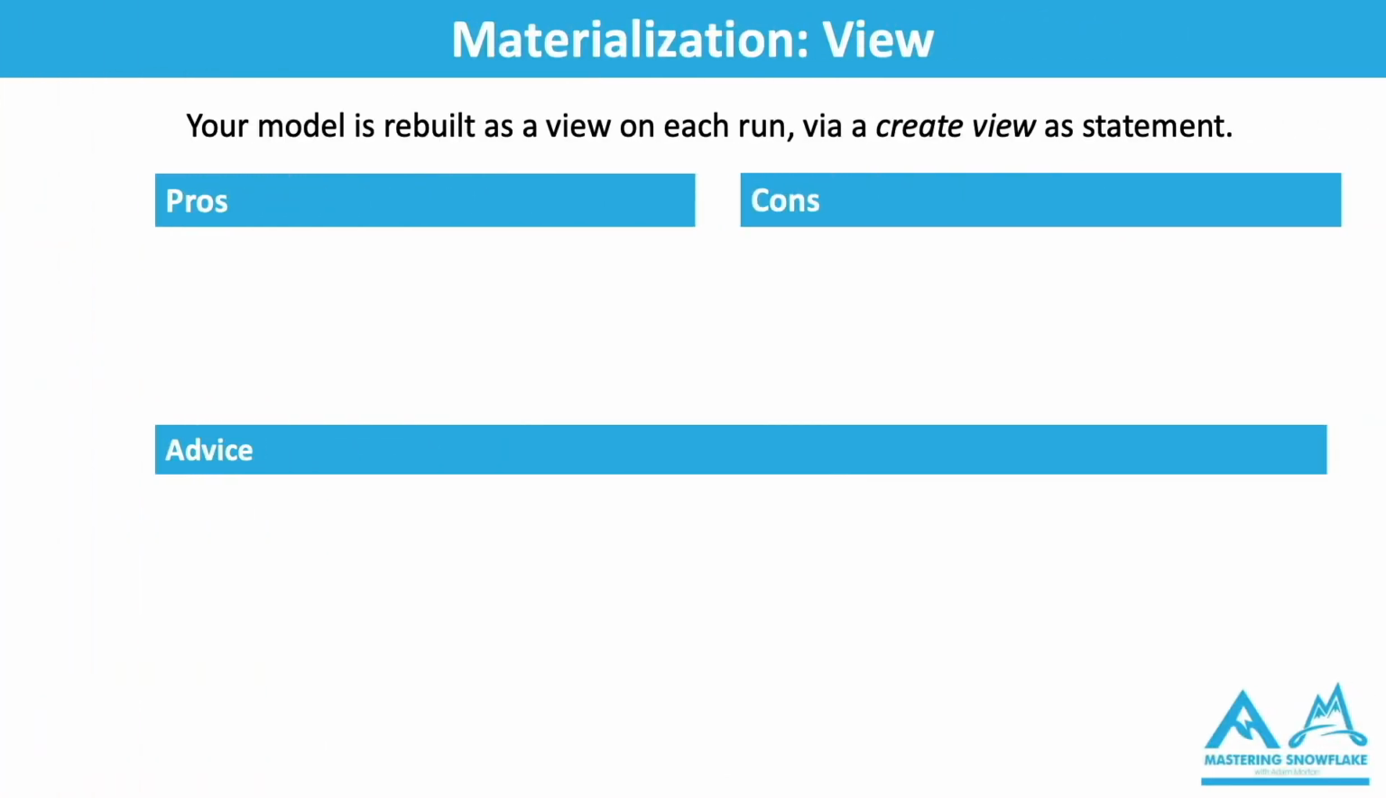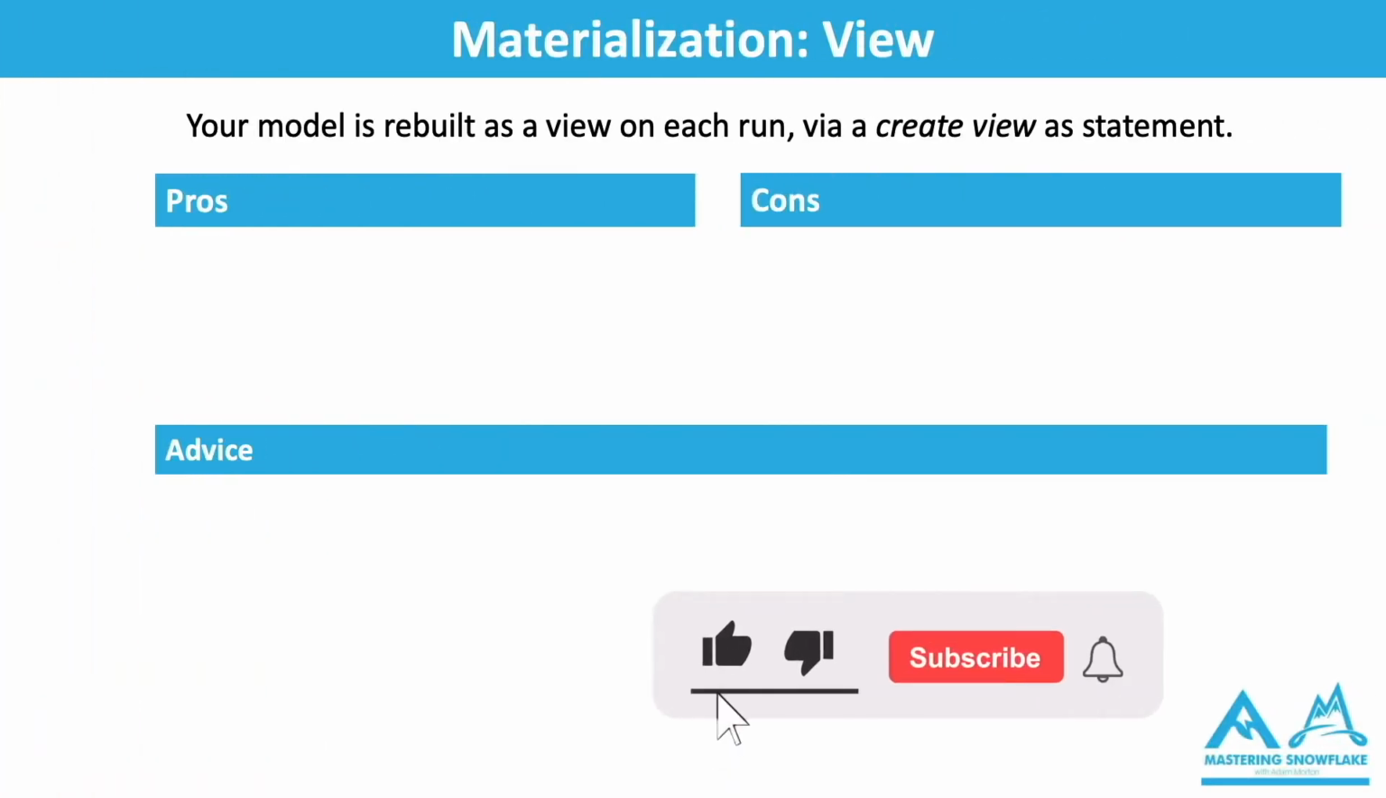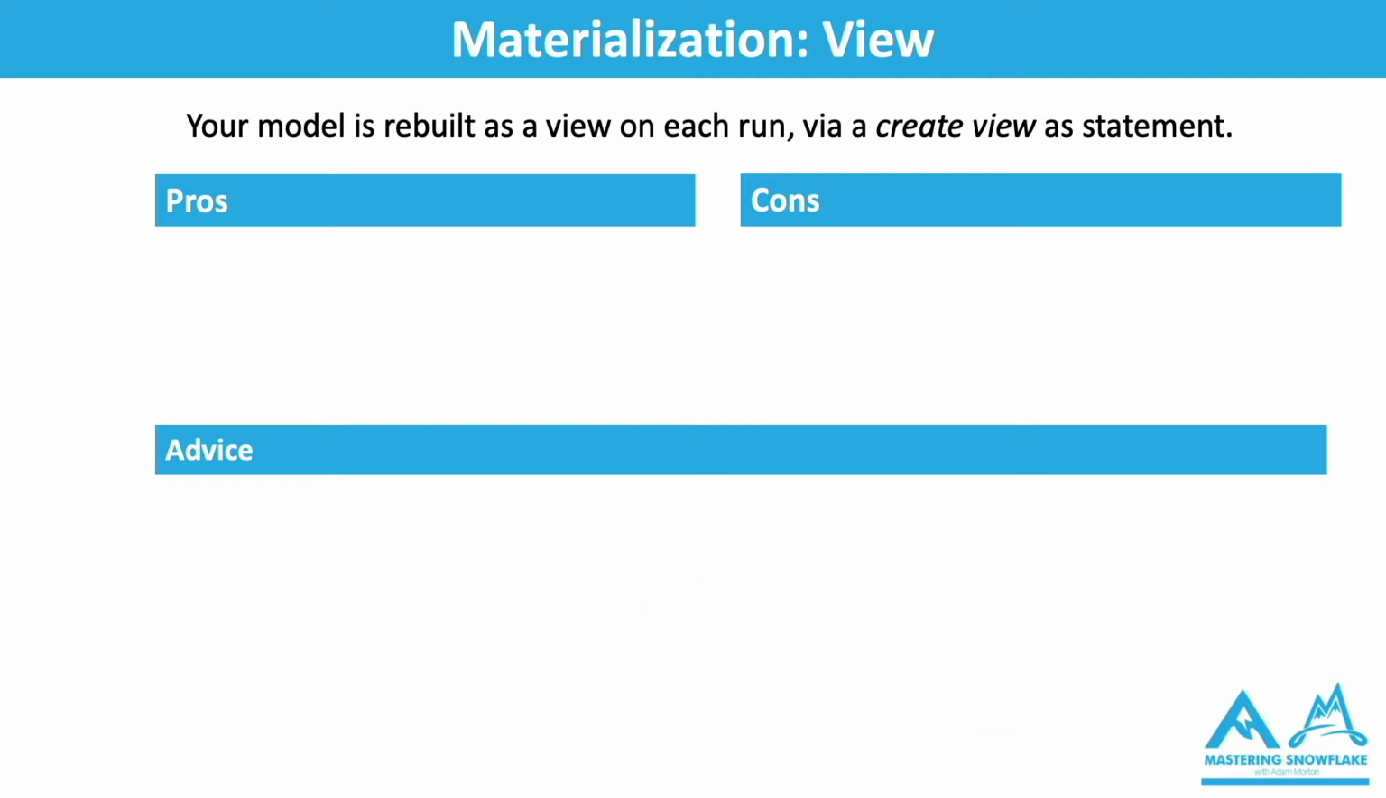So let's start by talking about the first type of materialization in DBT, which is the view. This is when your model in DBT is rebuilt as a view on each run, and we use the create view statement behind the scenes when DBT runs that model. So the pros here is obviously no data is stored. It's a SQL statement encapsulated in a create view. And that means it always contains the latest data, because when you query the view, that's executing against the source data beneath it. And therefore, you'll always see the latest copy of that data because it's running on the fly.